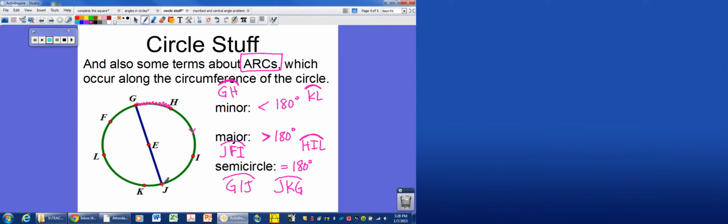Either way, starts at J, goes through K, all the way around to G. Okay, we know it's a semicircle because this is a diameter. A diameter cuts your circle into 2 semicircles. Okay, that's how we name them, with 2 letters for minor arcs with a curve over the top, 3 letters for major arcs and semicircles. Okay, and these are all arcs, distances around the circumference of the circle.